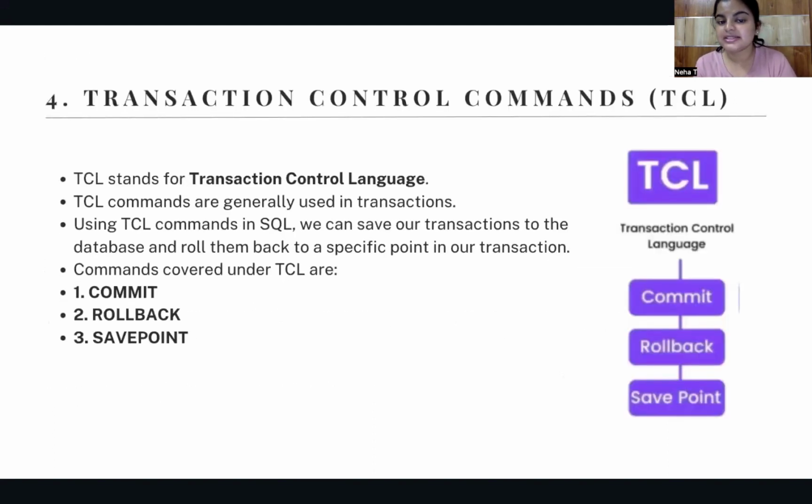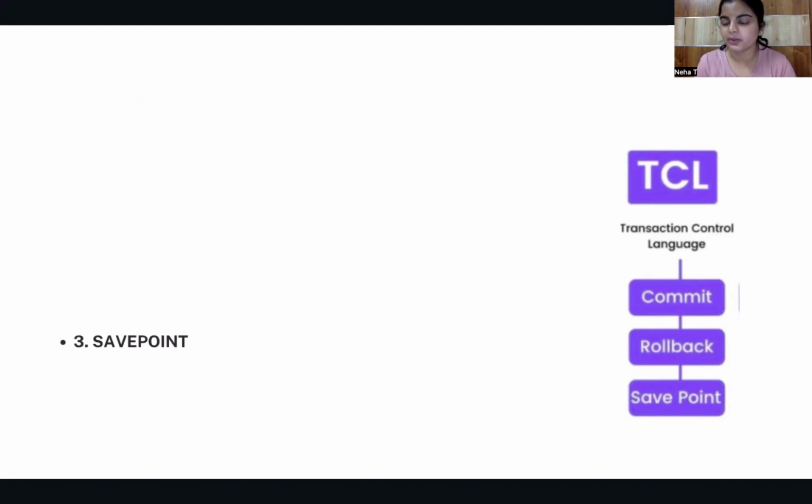The final one is transaction control language commands, that is TCL. And what does it stand for? Transaction. So these commands are used for transactions only. Using TCL commands in SQL, we can save our transactions to the database and roll them back to a specific point in our transactions. For this, we have three commands: commit, rollback, and savepoint. We'll see them one by one.